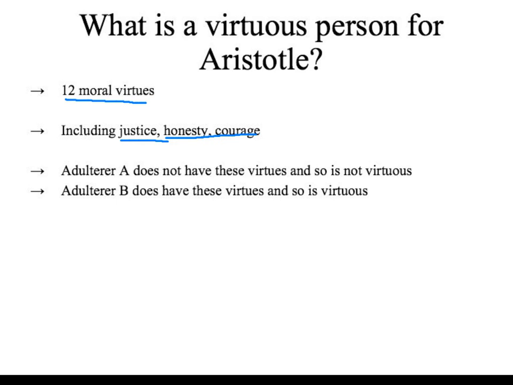However, what you could discuss is that adulterer B does show that he has these virtues, and so is virtuous. Does he have justice? Well, yes, because what he's doing is trying to keep his family together. Does he have honesty? Well, yes, because he's discussed his problems with his wife, and they've come to a decision together, and so he's being honest. And does he have courage? Well, again, yes, because he's had the courage to discuss it with his wife.